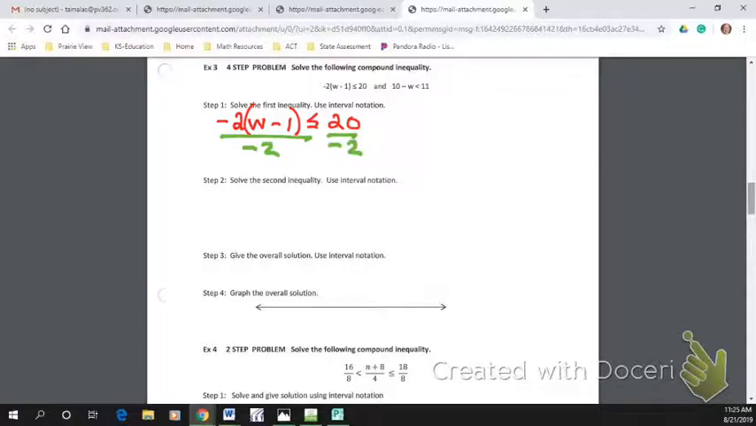I am going to end up with w minus 1 is greater than or equal to negative 10. Pay close attention to this sign right here. See what happened there? This became positive, that became negative. All right, now all I have to do is add 1 to both sides, right? So if I add a 1 to both sides, w will be greater than or equal to what? To negative 9? Okay, so greater than or equal to negative 9 would look like this.